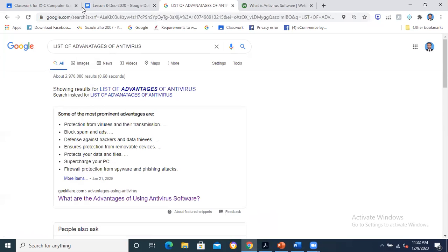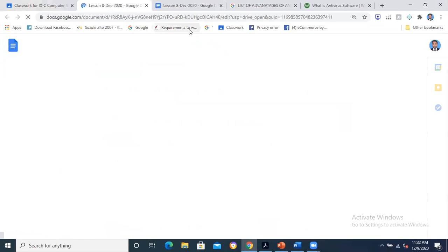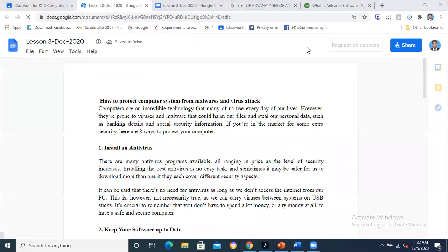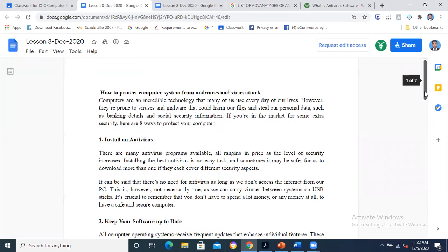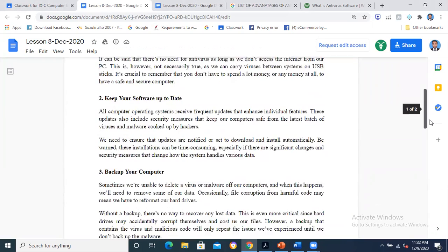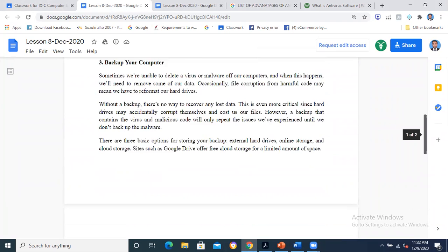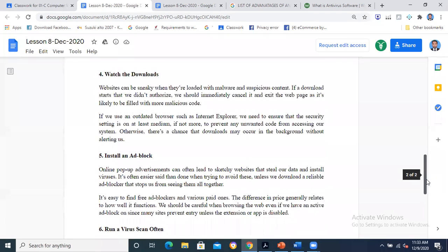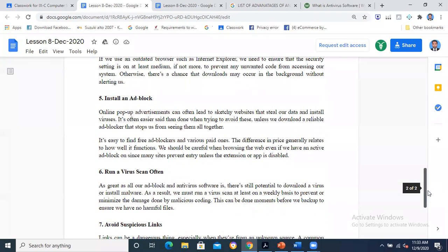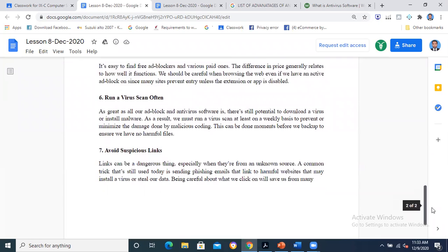And if you go to your Google Classroom, you will be able to see that I had also given you this topic there. You can go through it. So we had written almost 7 points: install an antivirus, keep your software up to date, back up your computer system, the data, then watch the downloads whenever you are doing any sort of download, install a good ad blocking software, run a virus scan often, and avoid suspicious links and emails.